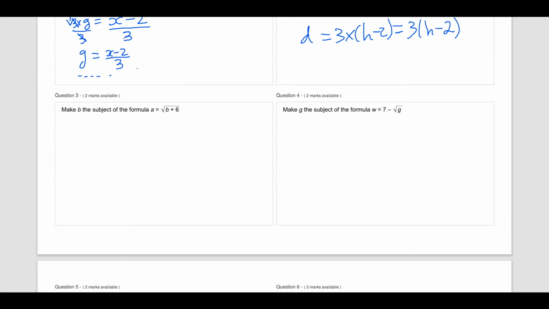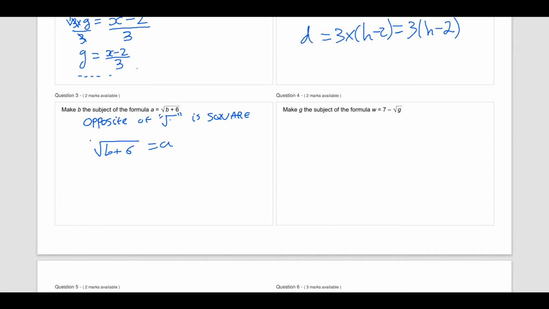For the next question, I want to get b on its own. So I need to remember that the opposite of square root is squaring. Okay, so I have root b plus 6 equals a. I've just swapped the left and right-hand side, which I'm allowed to do.